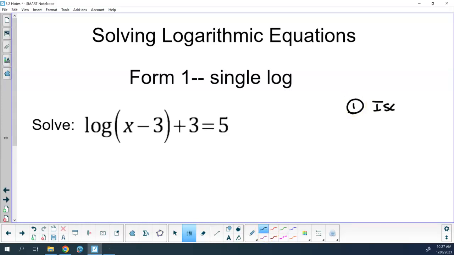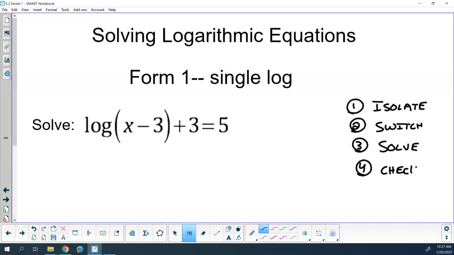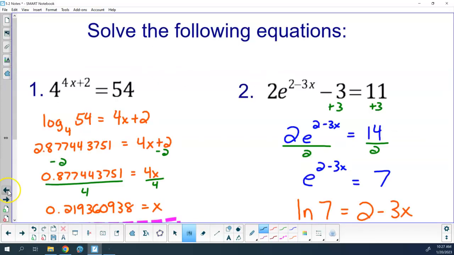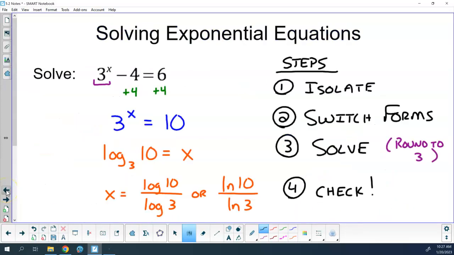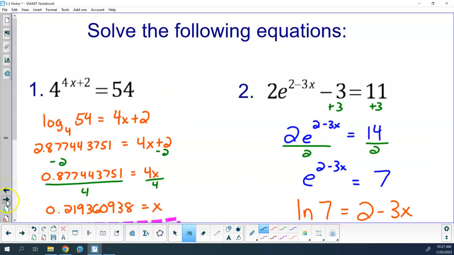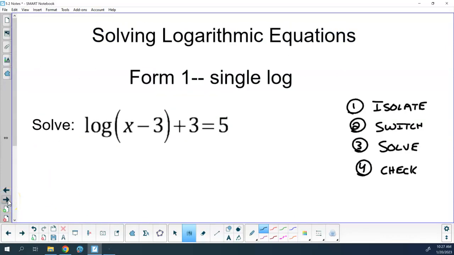In logs, if you have a single solitary log in your equation somewhere, same steps as the exponentials. Isolate, switch, solve, check. Same steps as we did back there. Isolate, switch, solve, and check. Okay? So isolate first, I would subtract 3.